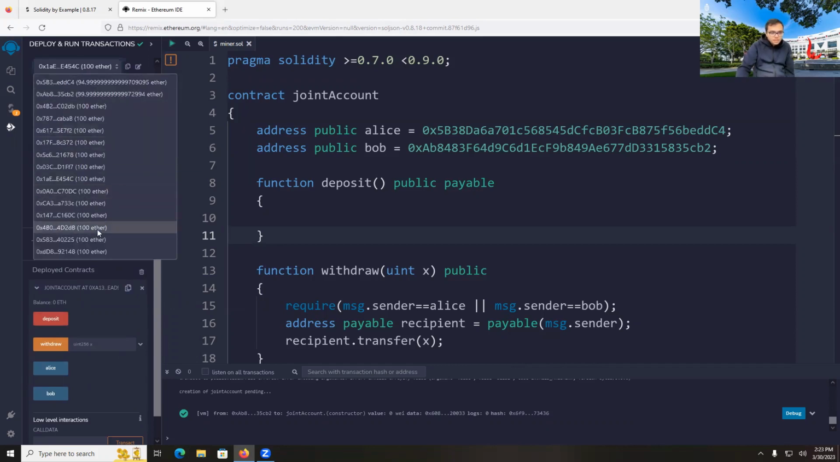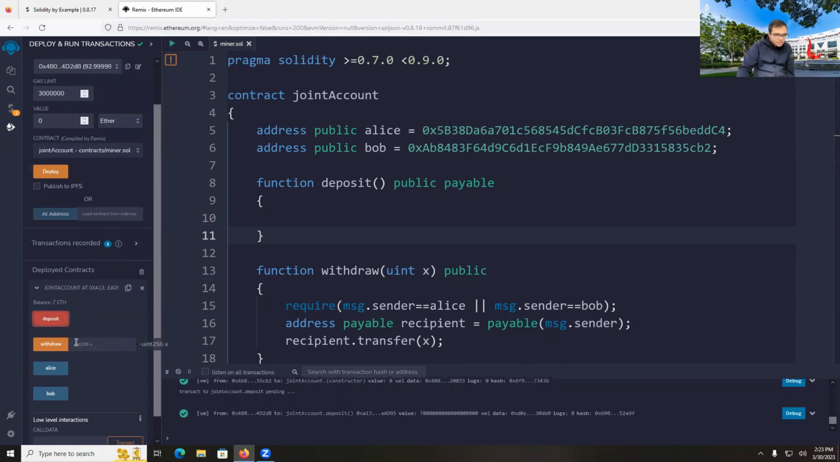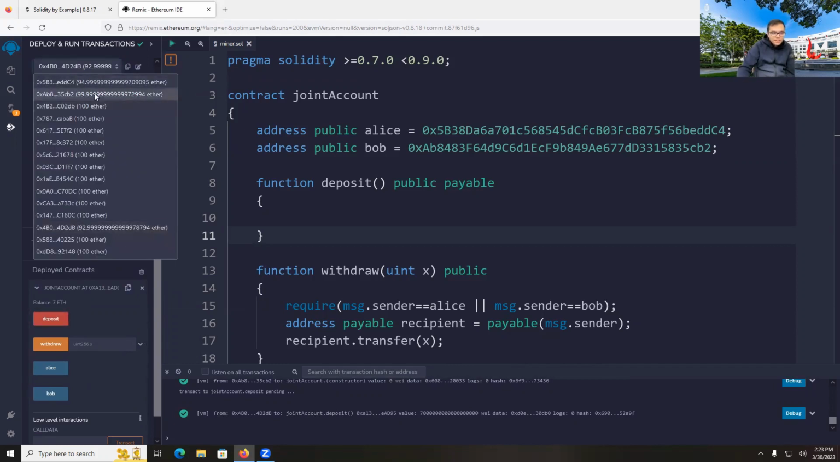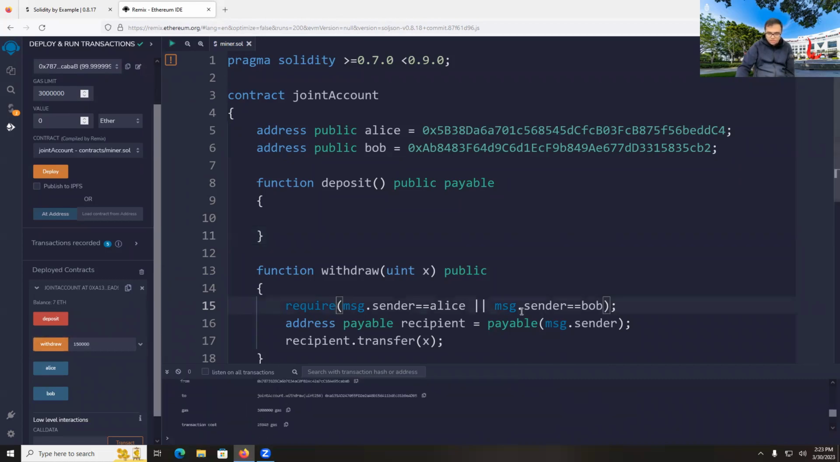So this is some account other than Alice and Bob, and it's depositing a bunch of money. And now this is Alice, this is Bob. So let's say this account, which is neither Alice nor Bob, wants to withdraw some amount. And you see that this will fail because it actually fails this require here.